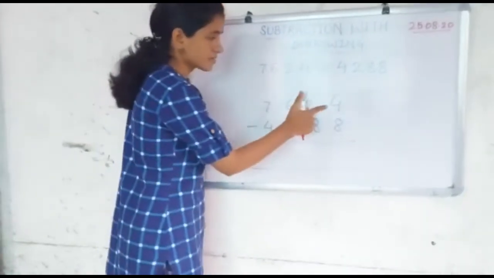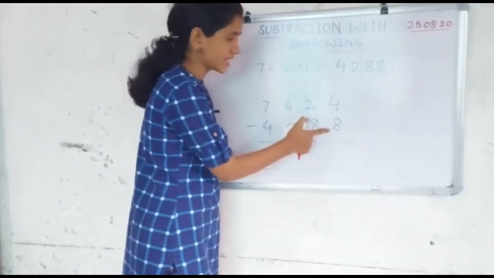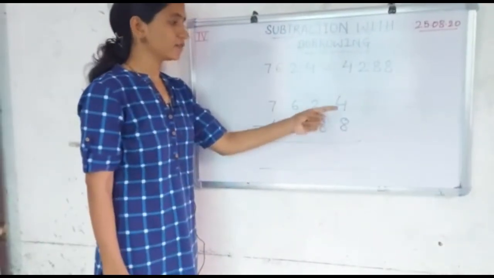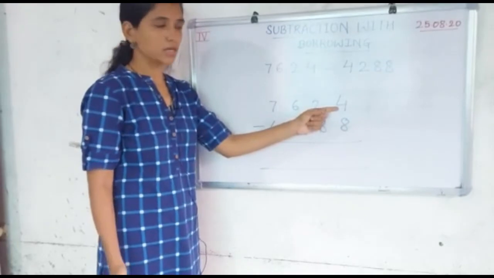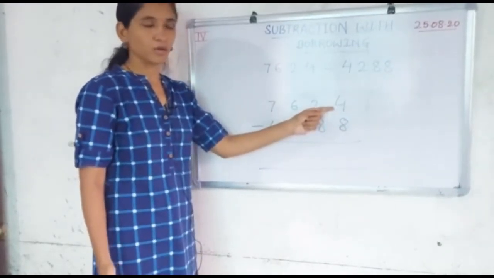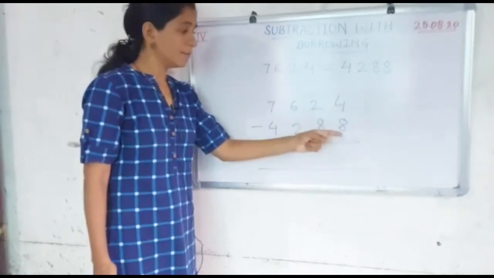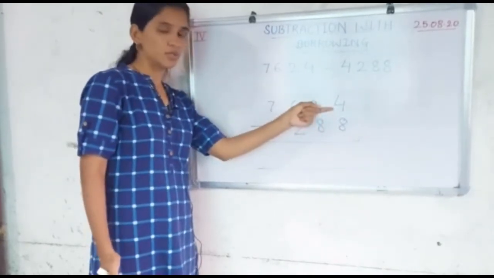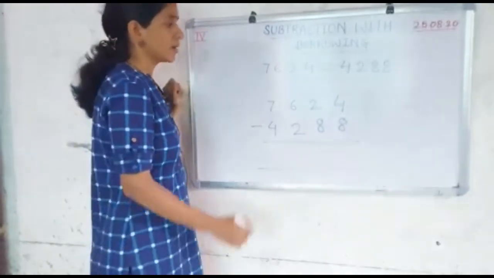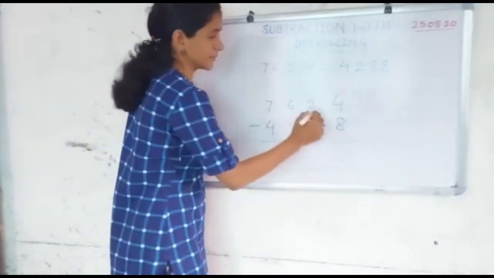So here the number is 4 and here the number is 8. As you all know, you cannot subtract 8 from 4 because 8 is a bigger number and 4 is a smaller number. So you cannot subtract a bigger number from a smaller number. So here the borrowing comes. How does borrowing come? Let's see.